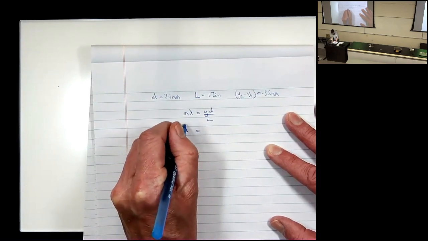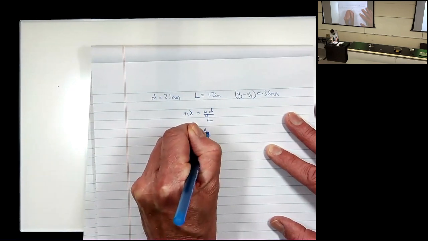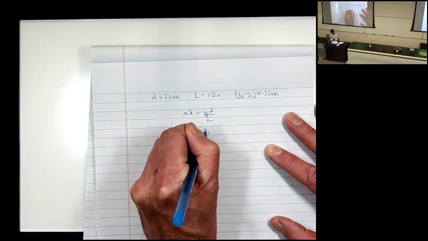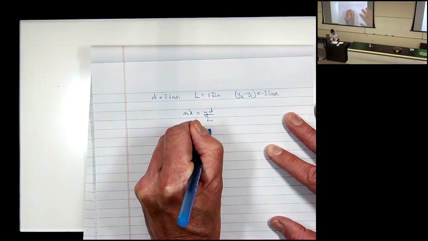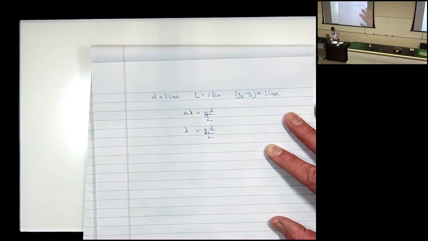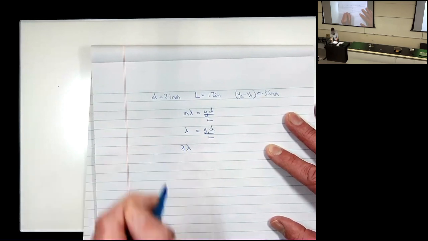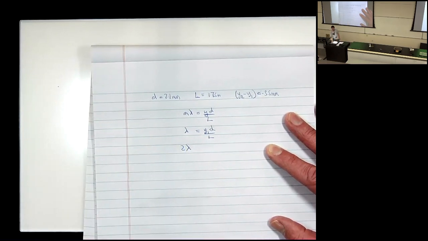So over here on the left-hand side of the equation, I just got lambda. And that's going to be equal to y1, which I'm going to call the location on the screen of that first order maximum, times d divided by L. So that's one equation. And then the second order maximum, that's where the extra distance is 2 wavelengths.